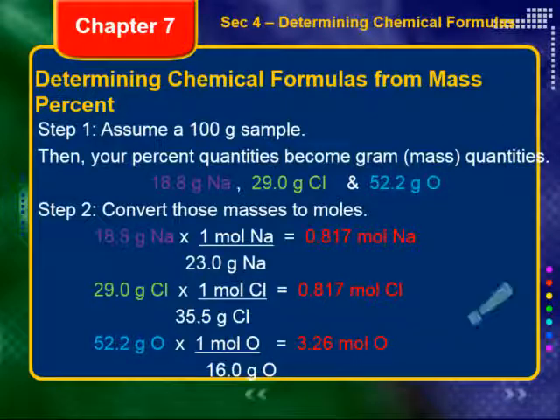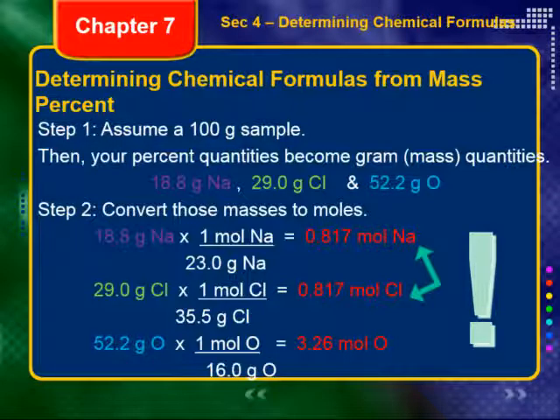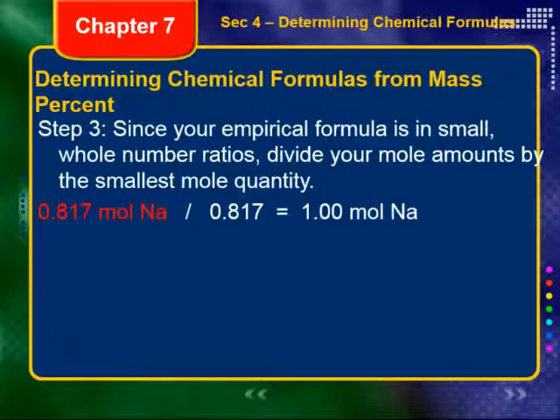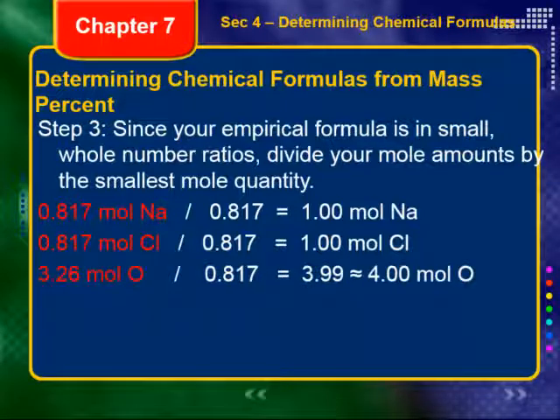Next, I notice that these two values are the same and that they are also the smallest molar value. So I'm going to need to remember this value as I go to the next step. I'm going to divide that 0.817 by 0.817 and get 1. Do the same thing for chlorine because they have the same molar value, which means there's going to be a 1-to-1 ratio of sodium atoms to chlorine atoms. When I divide the 3.26 by the 0.817, I get 3.99.